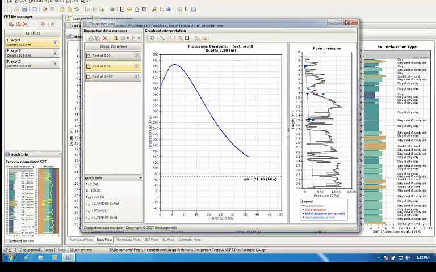I'll make a little comment here that there are some publications about using very sensitive pressure transducers to do very accurate dissipation tests, but the warning is that if the T50 is less than about a minute, then the theories become unreliable because of partial drainage. So a little bit of a cautionary note about those.